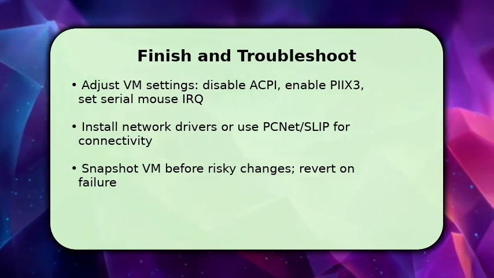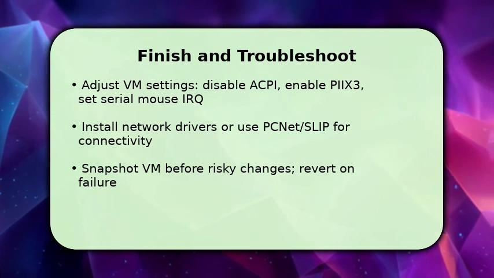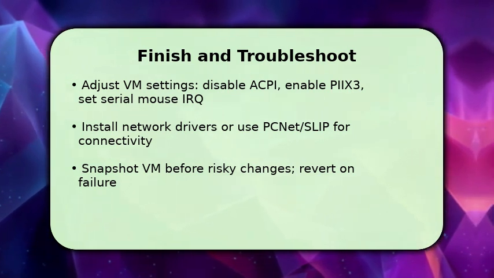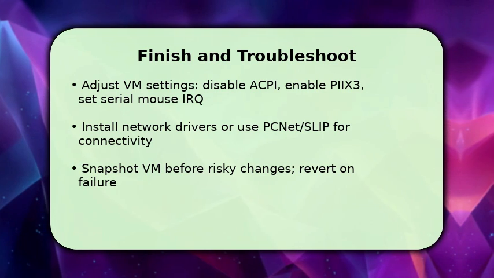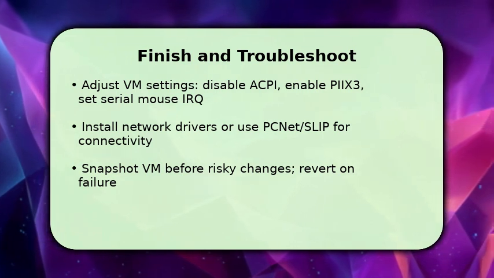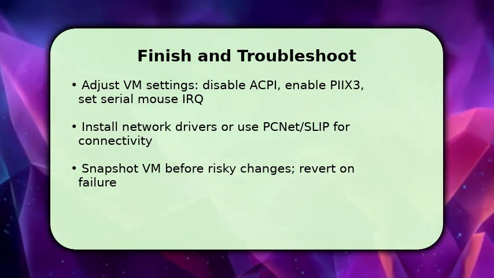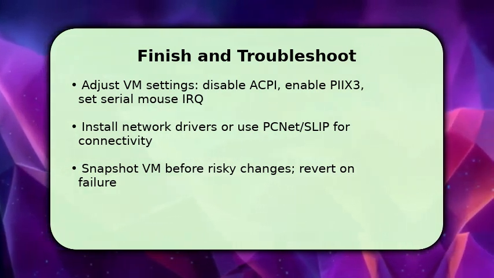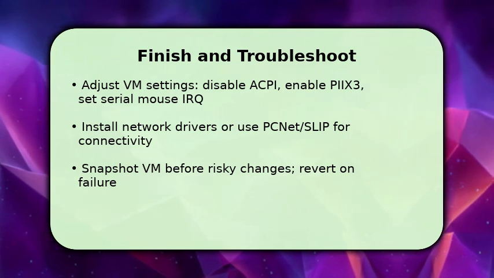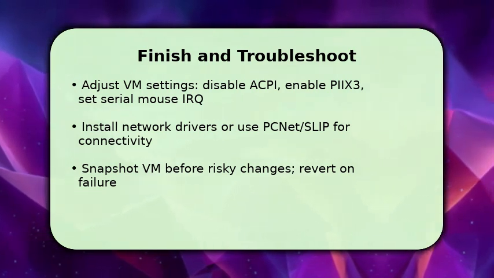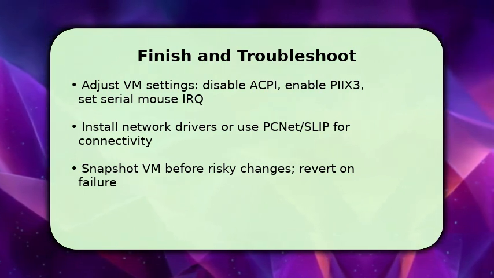Power off the VM and set the chipset to PIIX3, disable ACPI if Windows 95 hangs, and ensure the virtual serial mouse or PS/2 mouse settings match the installed driver. This prevents pointer issues. Install a compatible network driver such as PCnet for internet access, and configure TCP/IP manually.